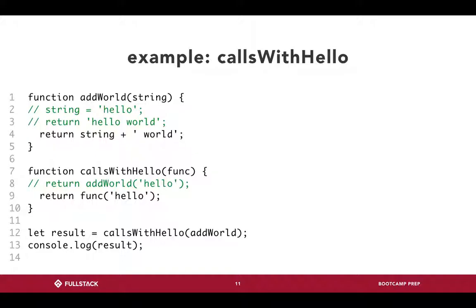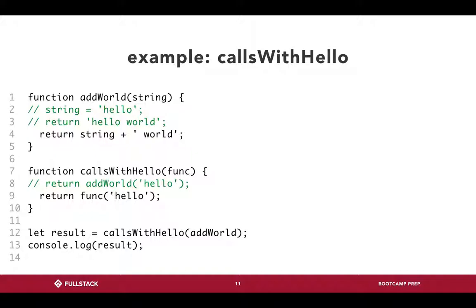So this comes back to the call stack. I think I covered it a little bit before, right? The first thing we're evaluating is line 12, and we get paused on this line. We say result will be whatever the result is of calling calls with hello with this. So now we're paused here, and we kind of jump inside of here.